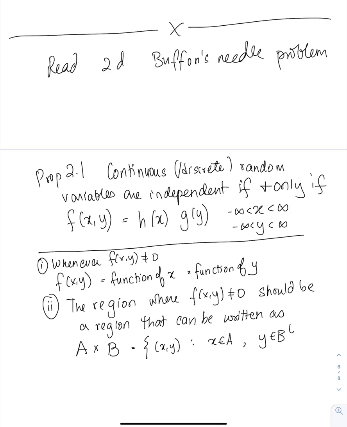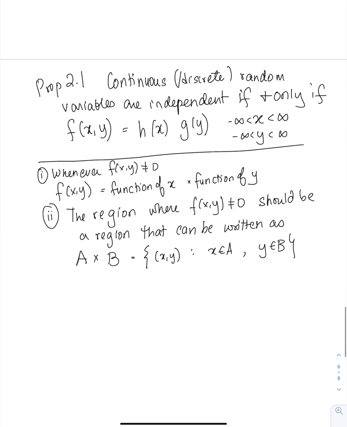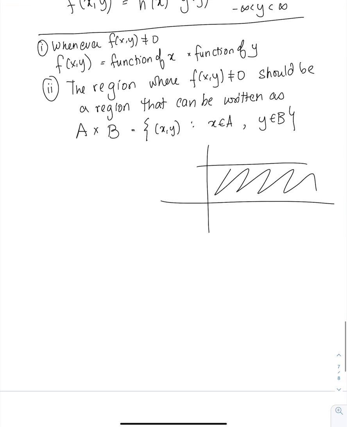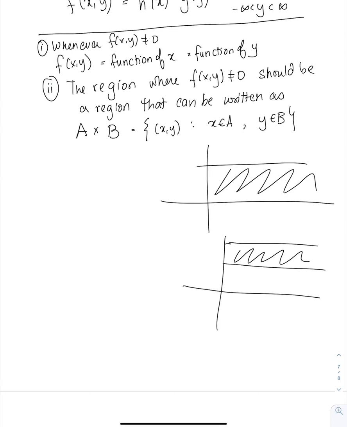That is the set of all points x comma y such that x is in A and y is in B. Okay. So, if it's just one region, it could be, for example, an infinite rectangle like this, or for that matter, it could be an infinite rectangle over here and an infinite rectangle over here. Okay, so it doesn't just need to be one infinite rectangle. It could be one rectangle.